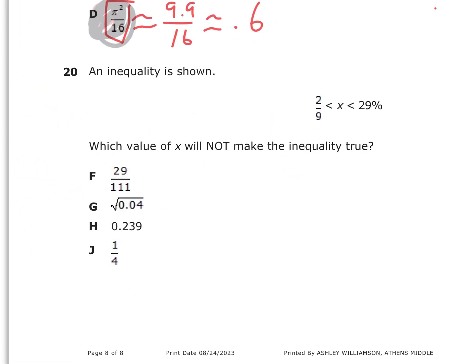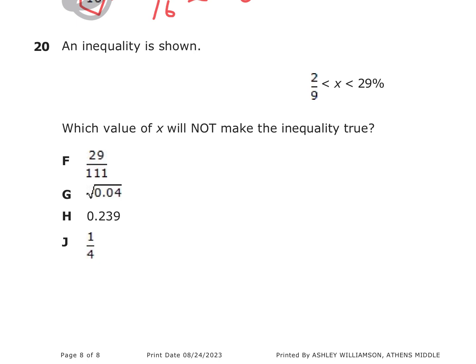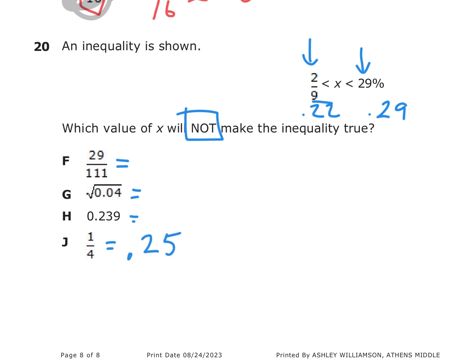Last question. An inequality is shown. Which value will not make it true? This is the exact same question. So in other words, which one is not between these two values? So let's just change them to a decimal. What's 2 divided by 9? 0.22 repeating. And 0.29. So what do I need to do with my values over here? I just need to plug them in the calculator. Maybe not J. J we know is 0.25. I hope we know that.